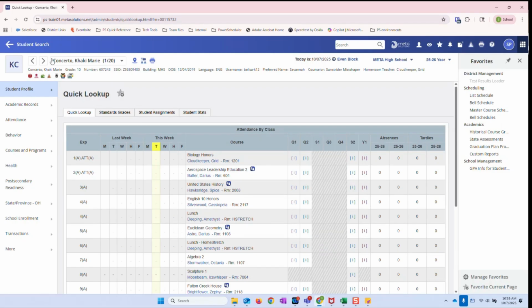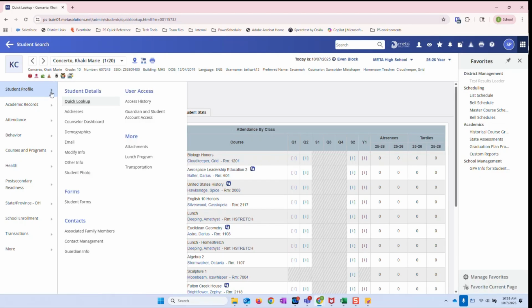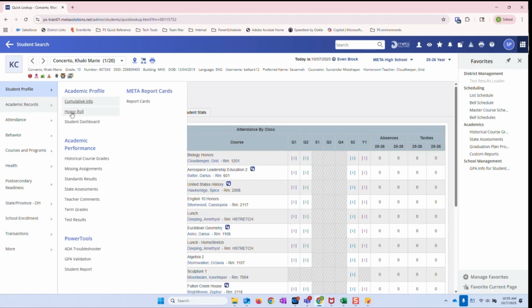In fact, I'll go do that right now. So another place in academics that pertains to that last screen I showed you, that GPA info for student screens, is their cumulative info screen. Cumulative info is also a student screen that's visible in the public portal. So another place you really want to make sure this information is accurate.